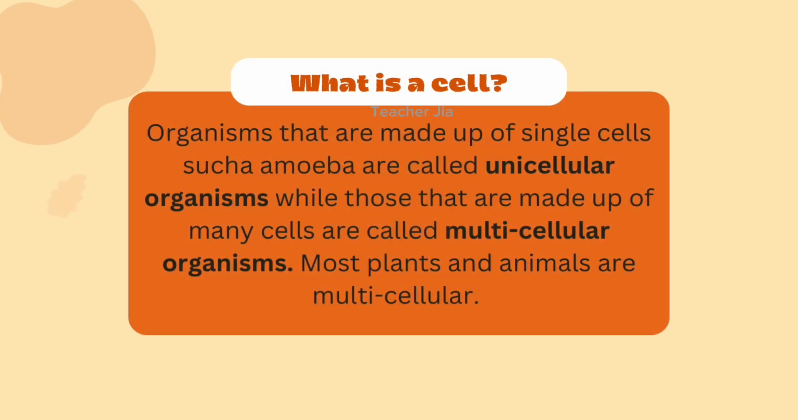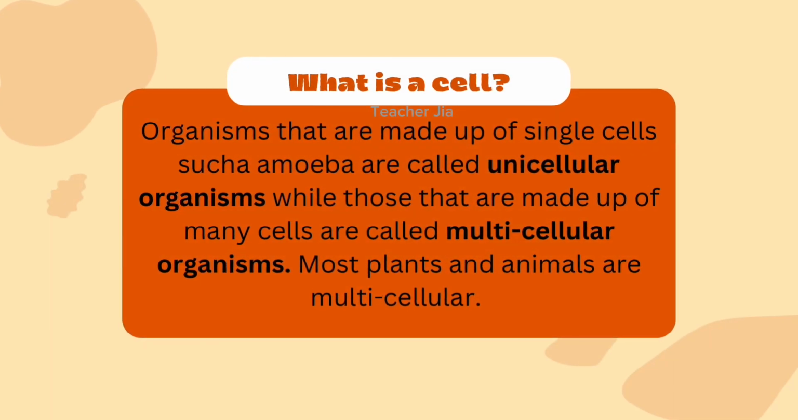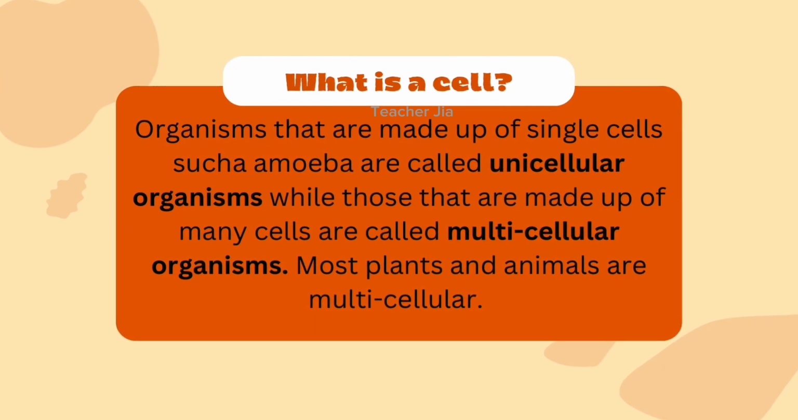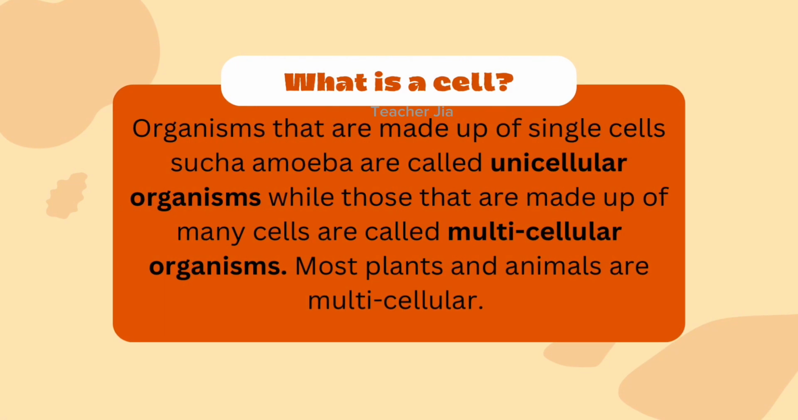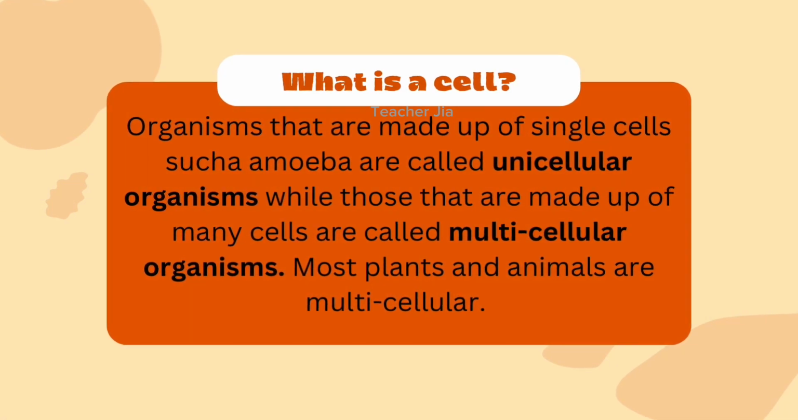Next is that organisms that are made up of single cells, such as amoeba, are called unicellular organisms, while those that are made up of many cells are called multicellular organisms. Most plants and animals are multicellular.